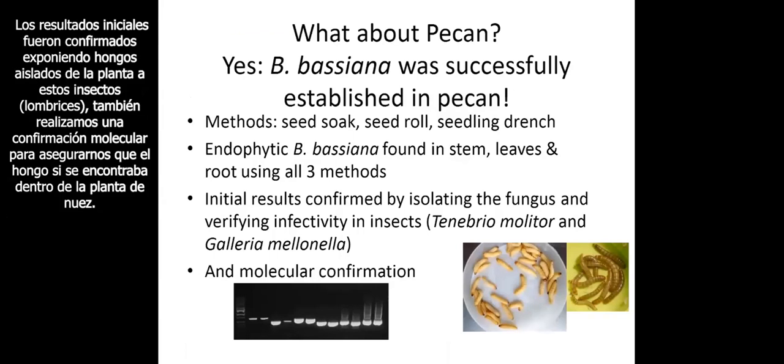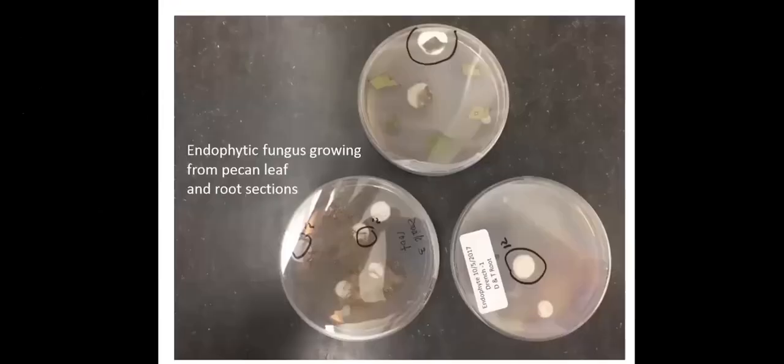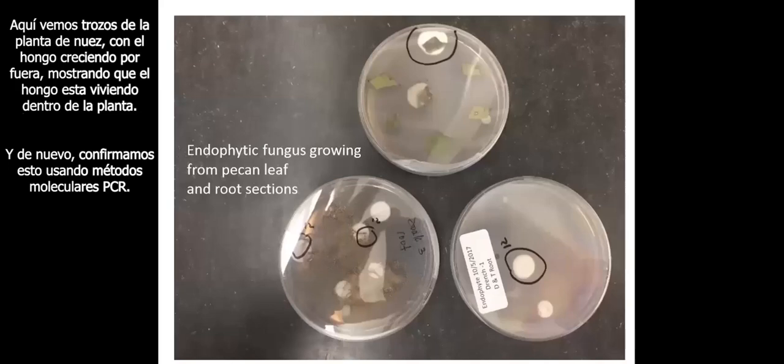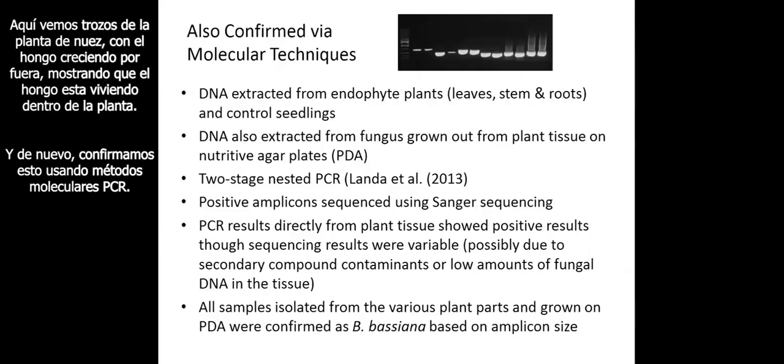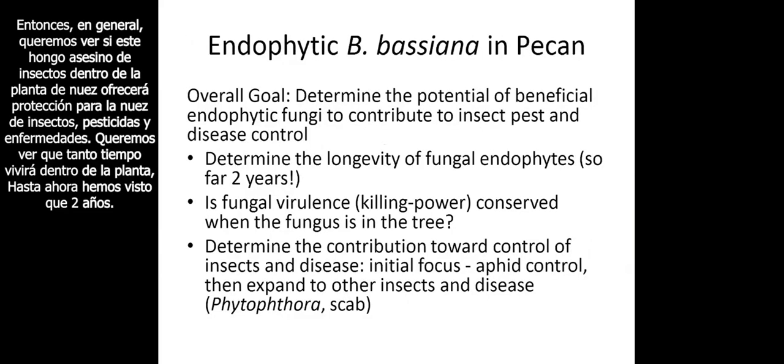And we did a molecular confirmation to make sure the fungus was inside the plant, the pecan plant. Here you see cuttings of the pecan seedling with the fungus growing out, showing that the fungus is living inside the plant. And again, we also confirmed it using molecular PCR methods. So overall, we're trying to see if this insect-killing fungus inside the pecan tree will provide protection to that pecan from insect pests and diseases.